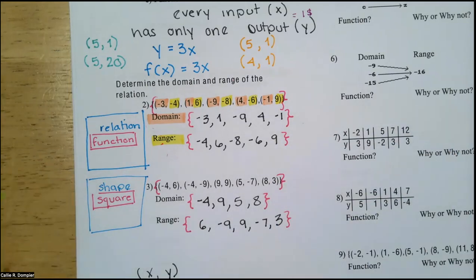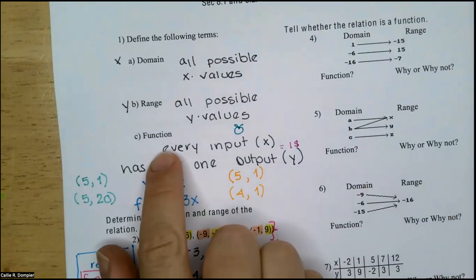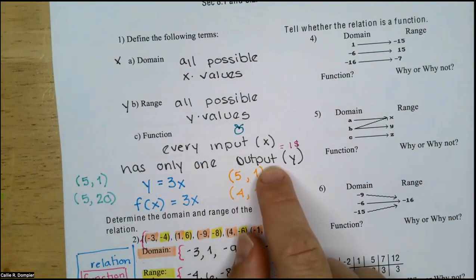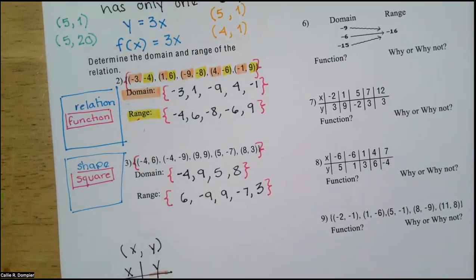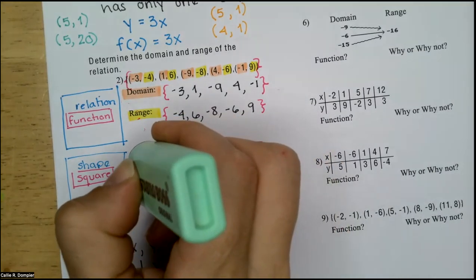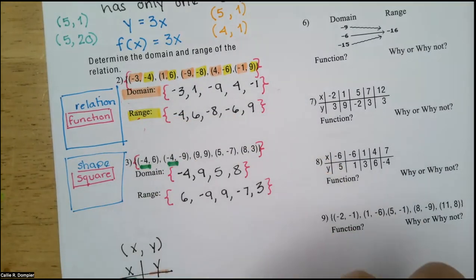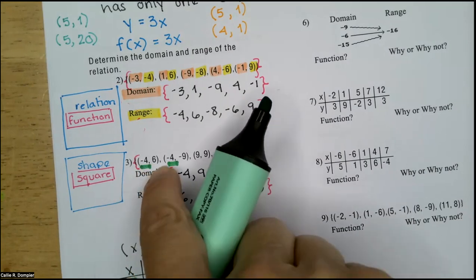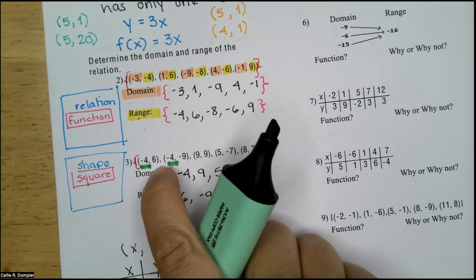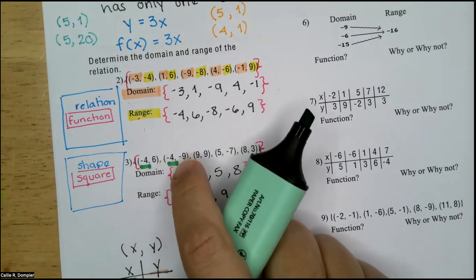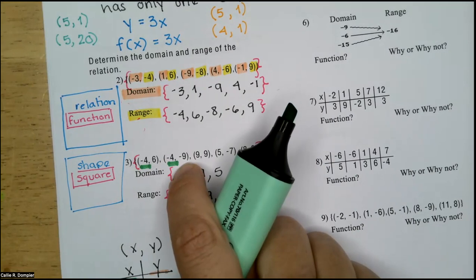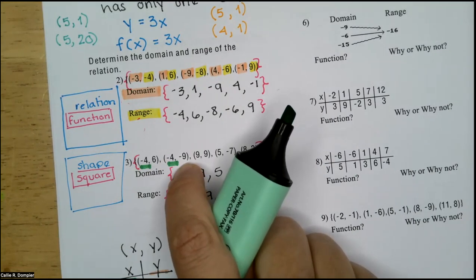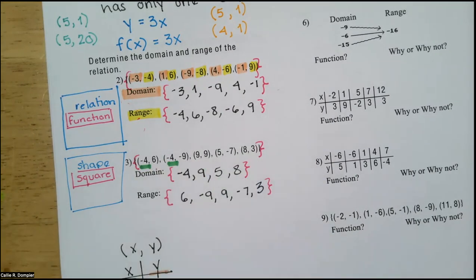There's the range of my relation. There's the domain of my relation, okay? Remember, for a function, every x has only one y. All right, here, let's just notice, here we have a -4 and then another -4. However, when I input -4 into the equation, this time the equation gave me 6. When I input -4 into the equation again, it gave me a -9. That means it is not a function, okay?